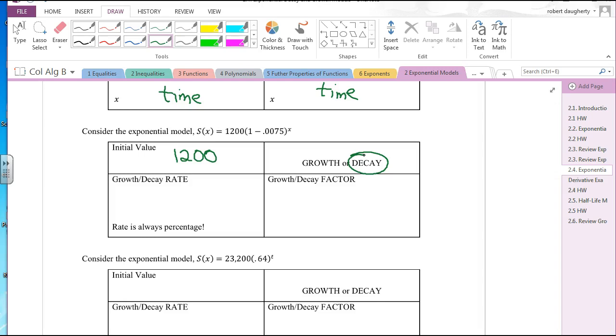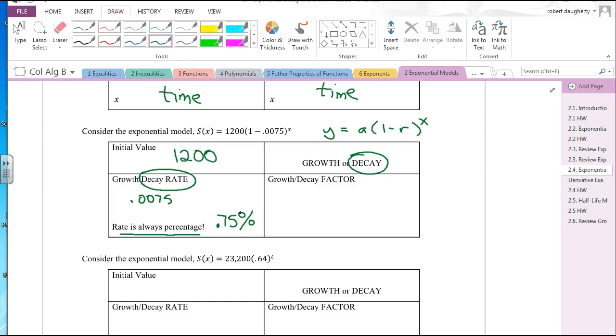Okay? Now, the growth or decay, in this case, it's a decay rate. I look at this, so my formula was y equals a times 1 minus r to the x. Okay. So this is telling me what my decay rate is. So my decay rate is 0.0075, but it's always in percentage. How do I convert that to percentage? What is it? 0.75%. That is my decay rate for this model. Okay? Everyone see where that comes from.